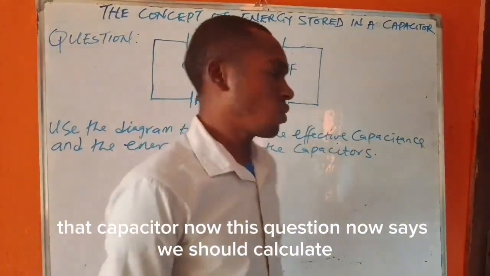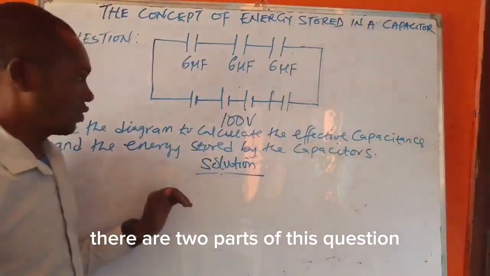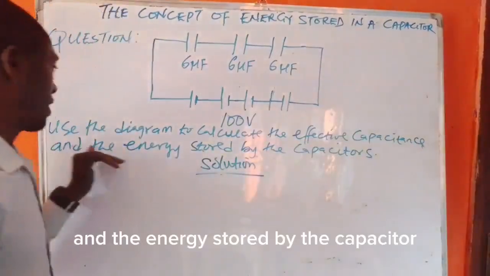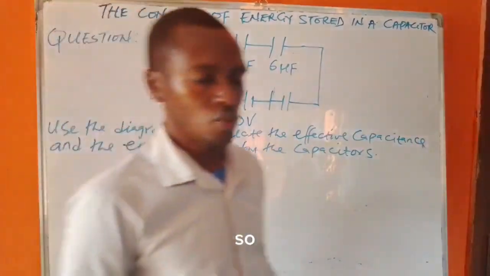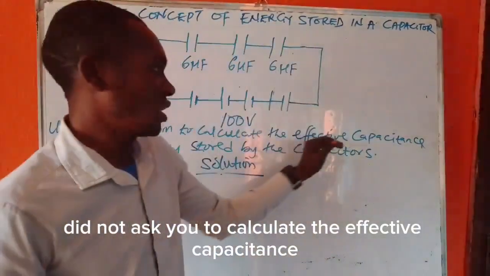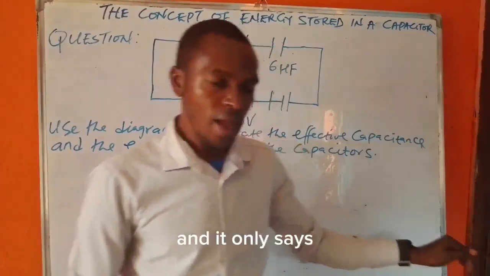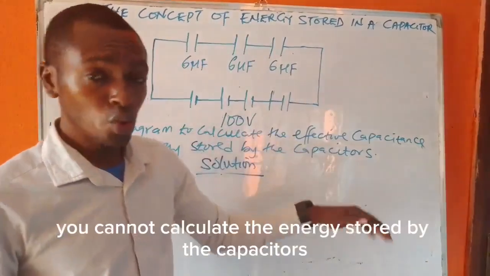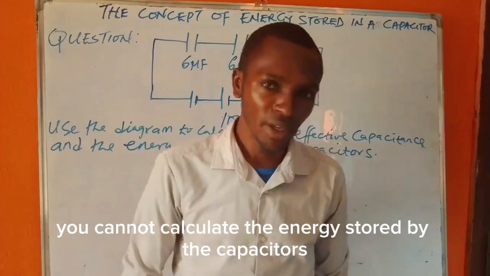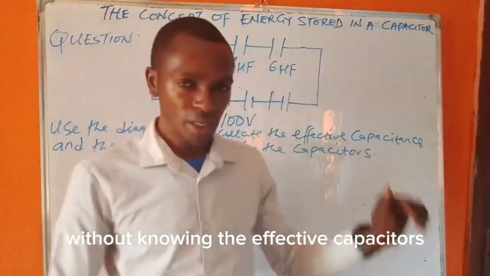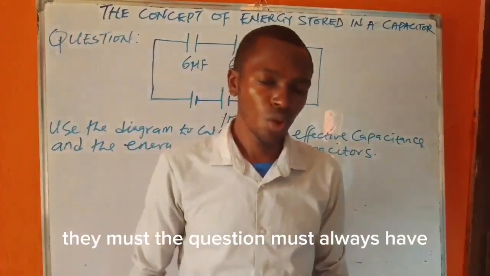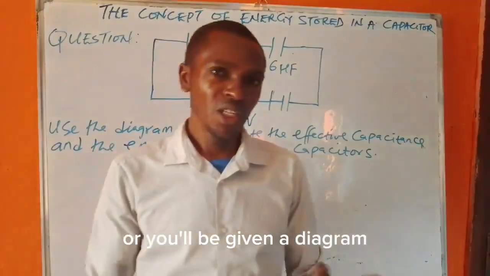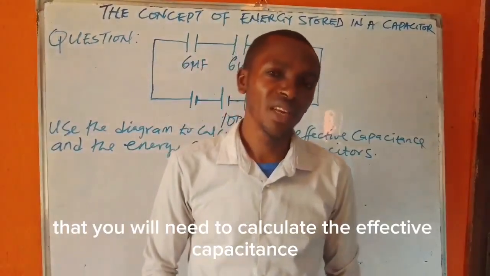Now, this question says we should calculate. There are two parts of this question. We have two questions here. Calculate the effective capacitance and the energy stored by the capacitor. Even if the question did not ask you to calculate the effective capacitance, and it only says you should calculate the energy stored by the capacitors, you cannot calculate the energy stored by the capacitors without knowing the effective capacitance. So the question must always either give you the capacitance, or give you a diagram that you will need to use to calculate the effective capacitance.